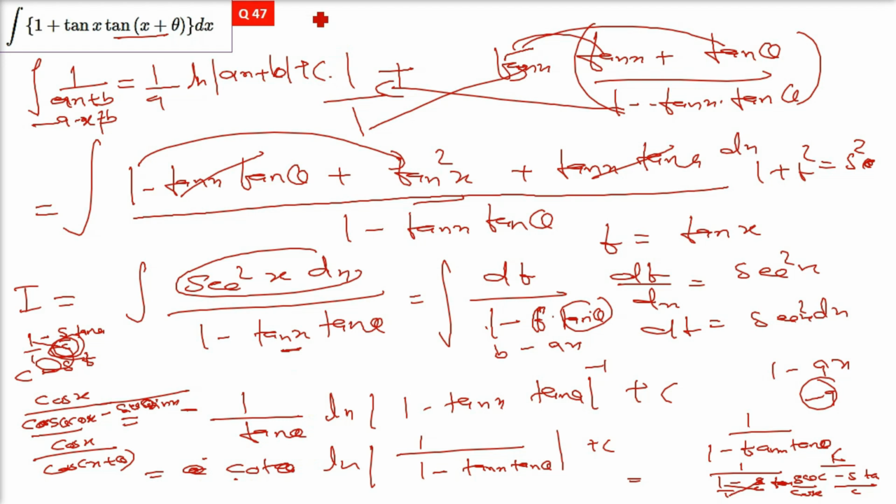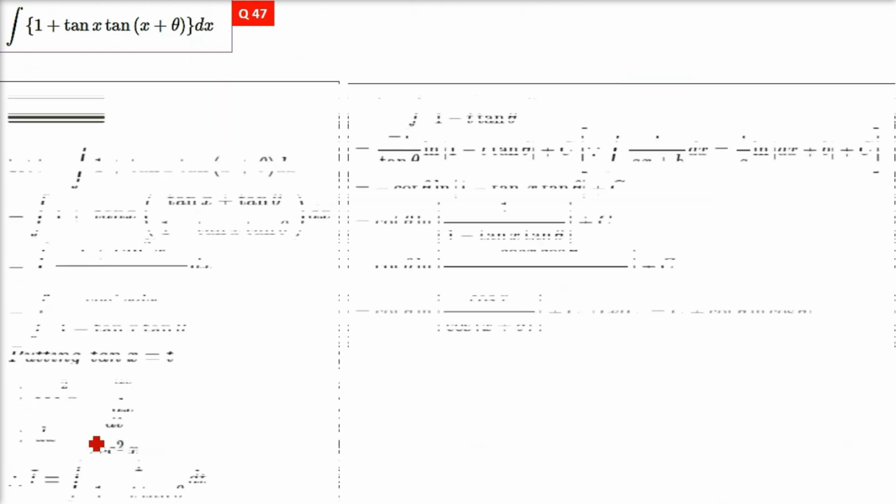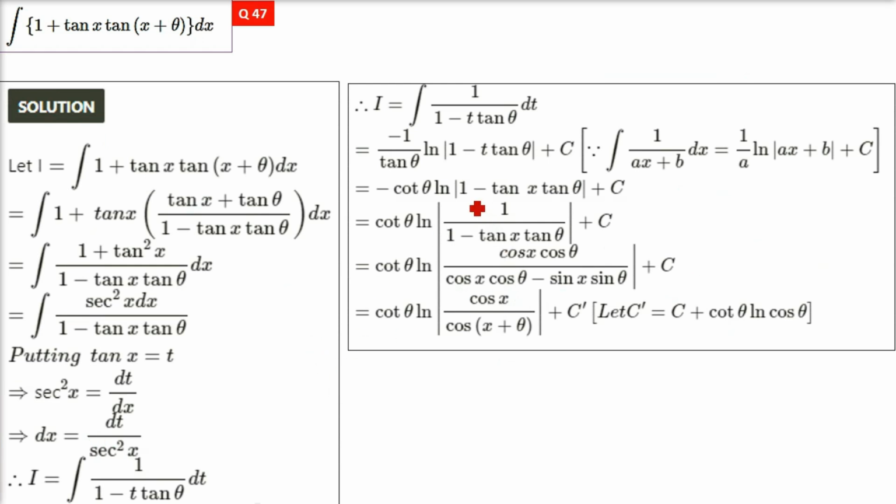Okay, I am writing the final answer here. It's cot theta ln modulus of cos x by cos x plus theta plus constant of integration, and this constant of integration is actually a new one, because when you solve this 1 by 1 minus tan x tan theta in terms of sin and cos, you get a constant term also, and that constant term can be added with the constant of integration to get a new constant of integration, which is c dash, you can say. All right, now let me show you the result. This is your result we are talking about.